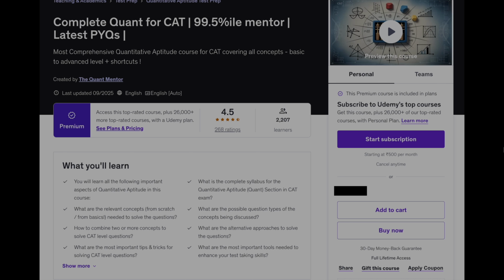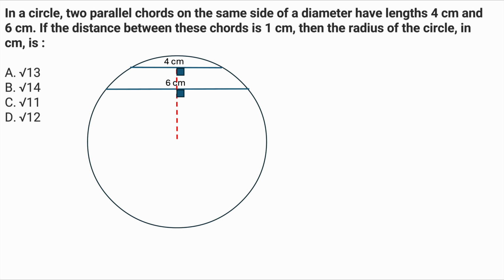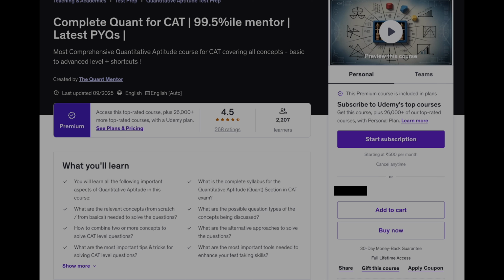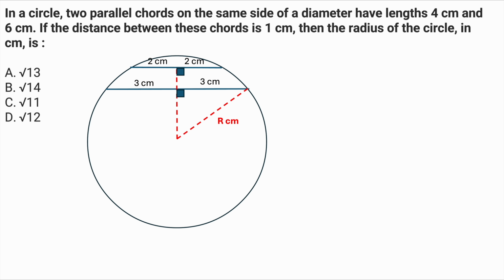Now we know that the perpendicular from the center to the chord always bisects it. So the outer chord gets bisected into two parts, 2 centimeters and 2 centimeters each. And also the inner chord gets bisected into two parts, 3 centimeters each. Let us draw the radius of the circle. Let's call it capital R.